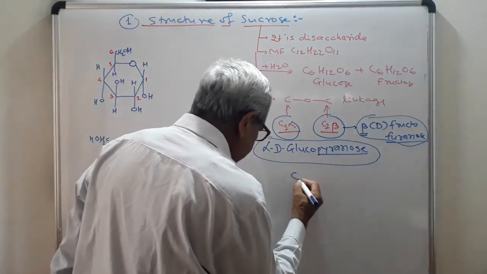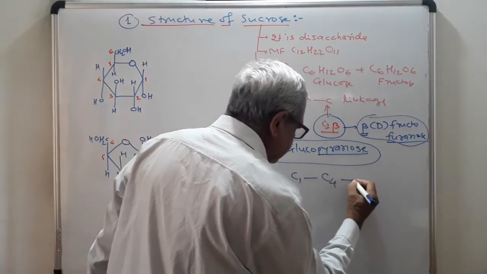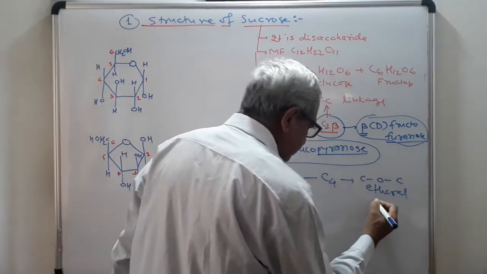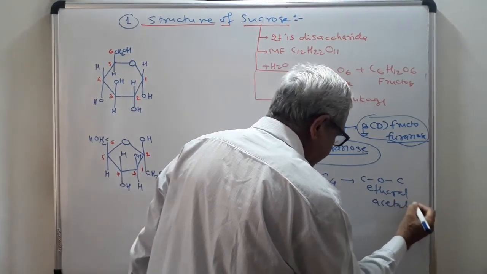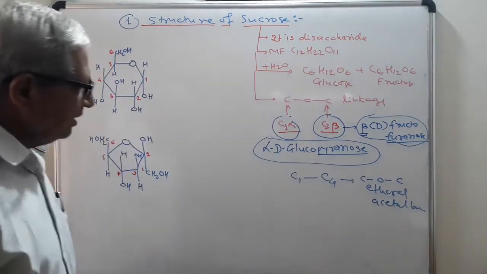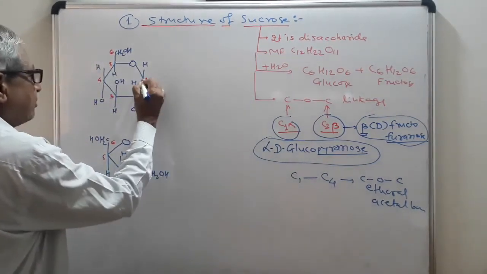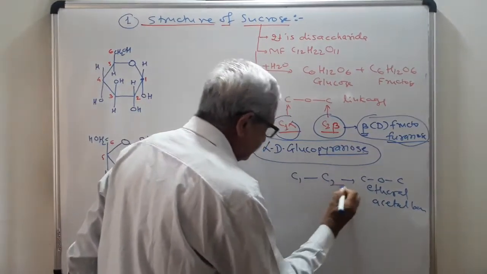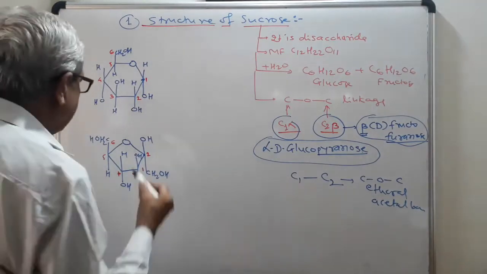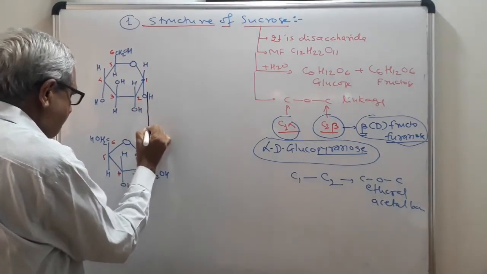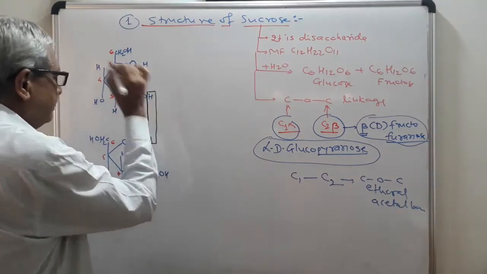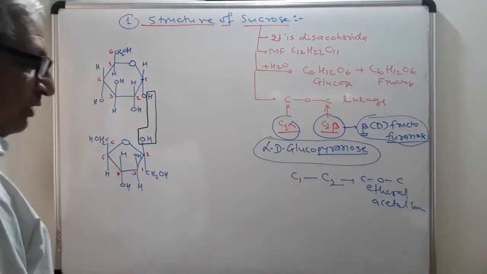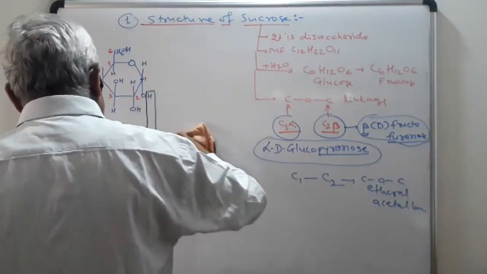Now see, there is a C1-C2 COC linkage. It is also called ethereal linkage. It is also called acetal bond. Now see here, in this case, a water molecule is removed from carbon number 1 and carbon number 2. C2 is here, not 4, C2. You can easily remove the water molecule here. You can easily remove this one. And that will form sucrose. And see, when you remove the water molecule, you will get the structure like this.